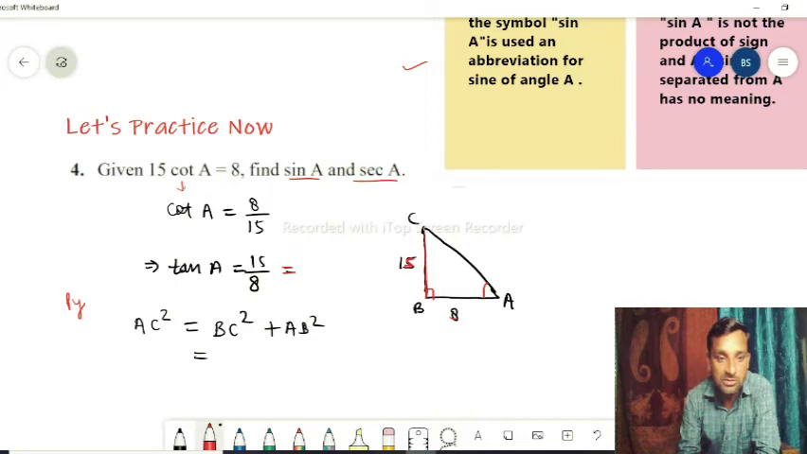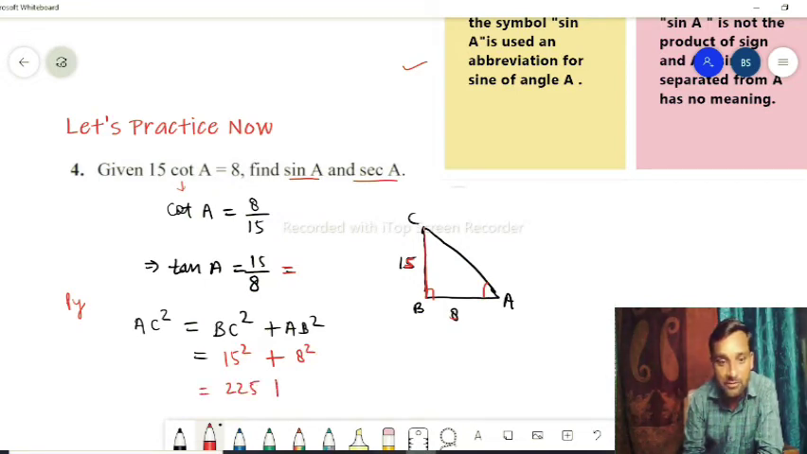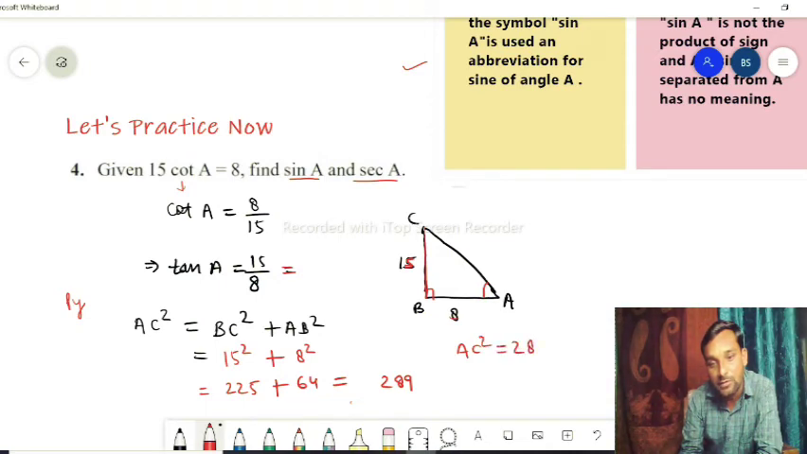So AC square equals BC square plus AB square. Now the value of BC is 15, so write 15 square here, and the value of AB is 8, so here 8 square. The square of 15 is 225 and the square of 8 is 64. If we add these two, we will get 289. So what is this? It is the value of AC square. Now what will be the value of AC? So the value of AC is equal to the square root of 289, which is equal to 17. So we get AC equals 17.